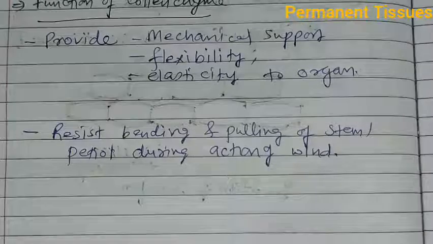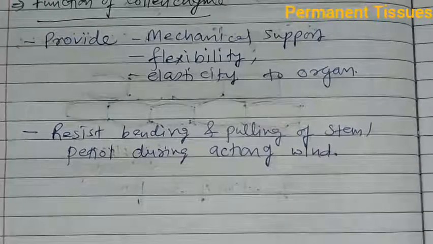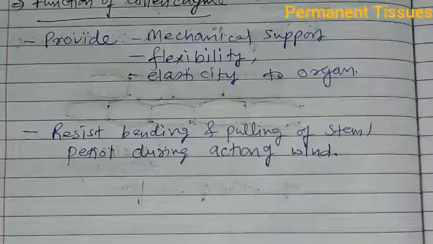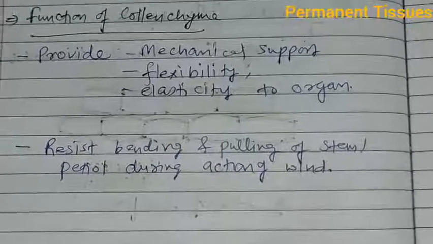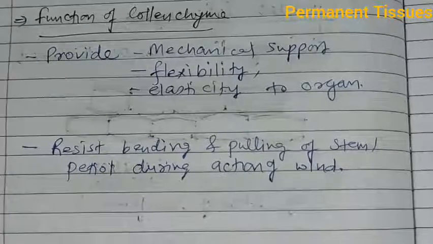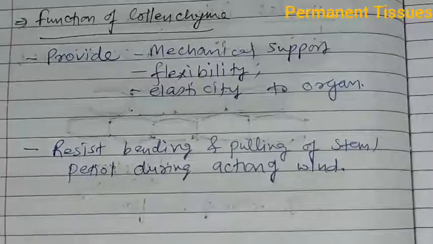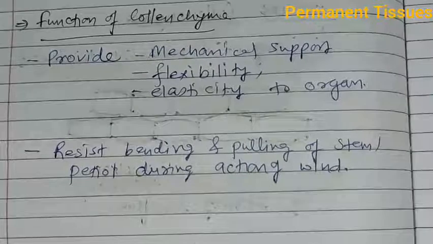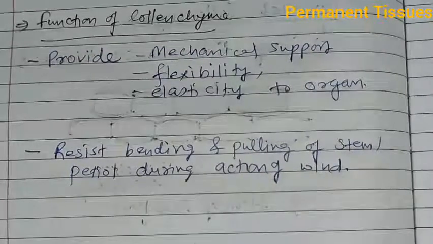So it is useful for young plants and herbaceous organs, where it is an important supporting tissue or mechanical tissue. The pulling or bending of the petiole is also importantly handled by this elastic tissue, that is collenchyma. Okay. Now after that, next we start with sclerenchyma.